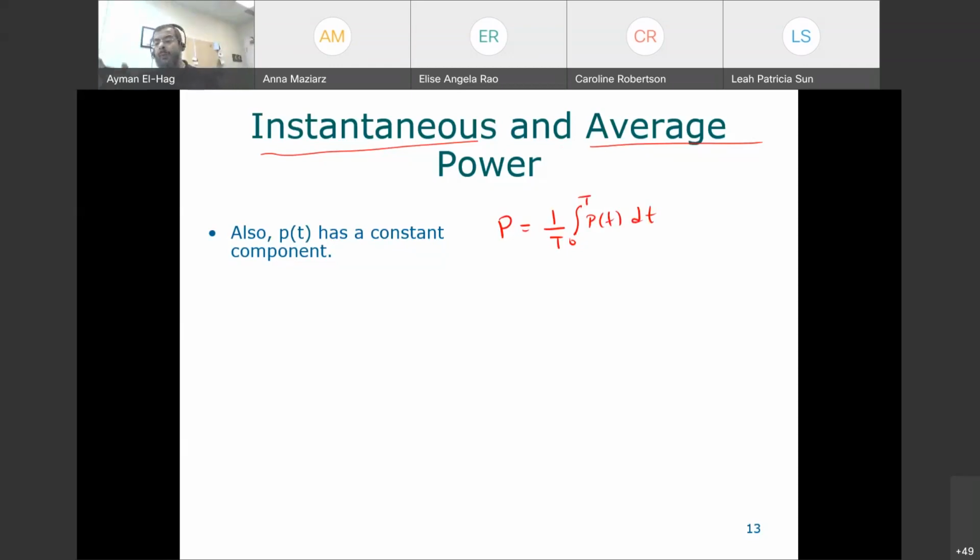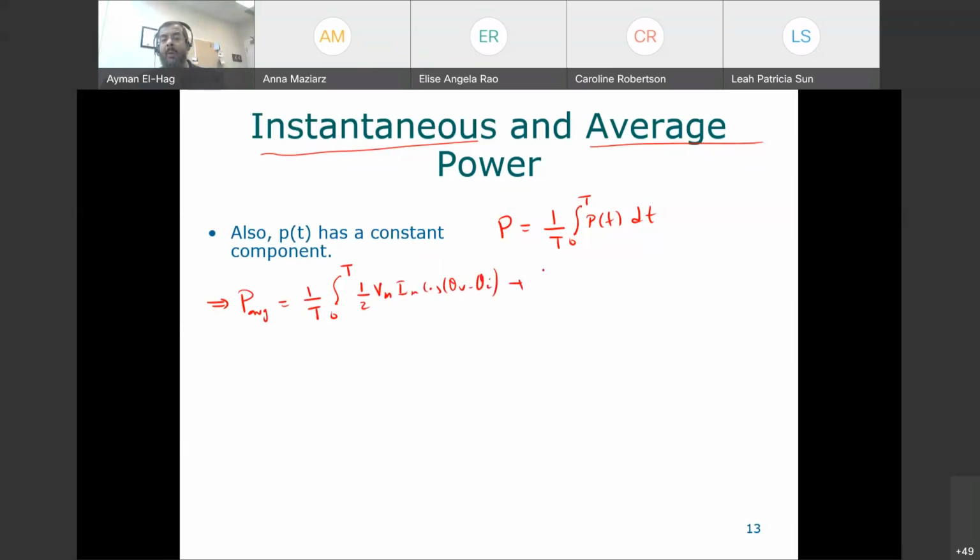Now we have two components, a sinusoidal component and a constant component. So let's do this. Your P, which I will call the average, P for short, is equal to 1 over T, integration from 0 to T, and then I will write down the whole thing we have. 1/2 Vm Im cosine(theta v minus theta i). This is one component.